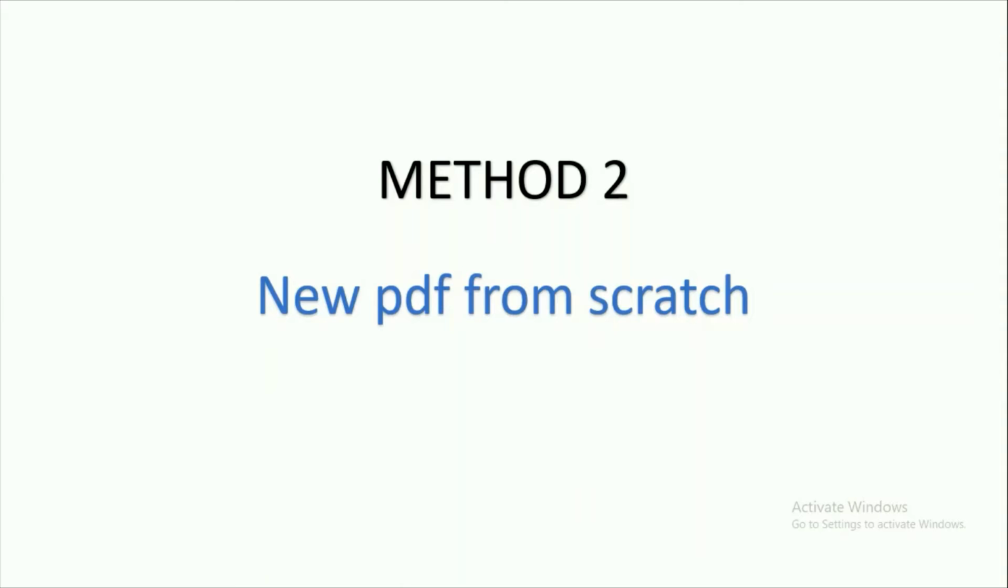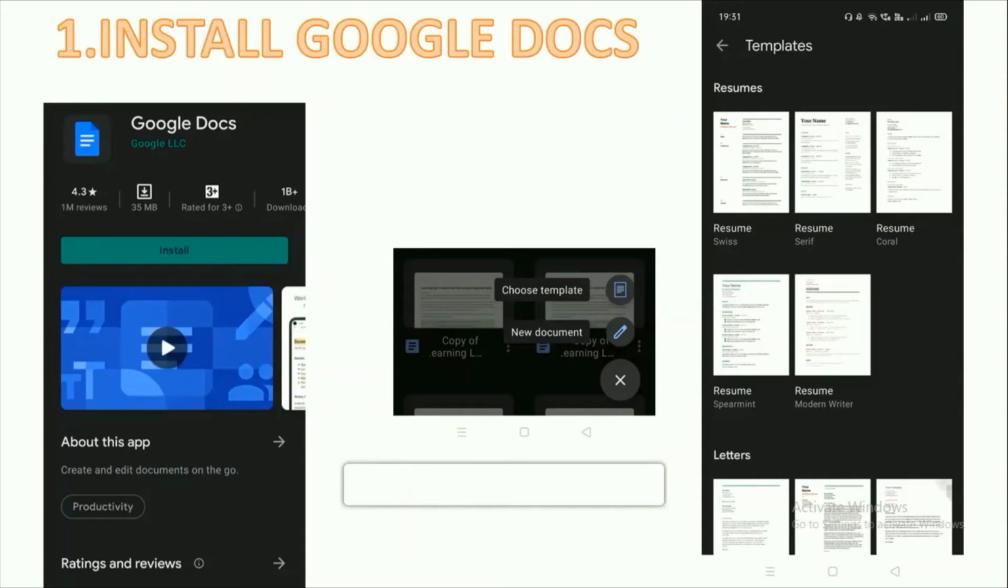Our second method will be creating a new PDF from scratch. So in this method we will create a new PDF from the scratch. To do this, firstly we'll again go to the Play Store, search for Google Docs, install it and open it.